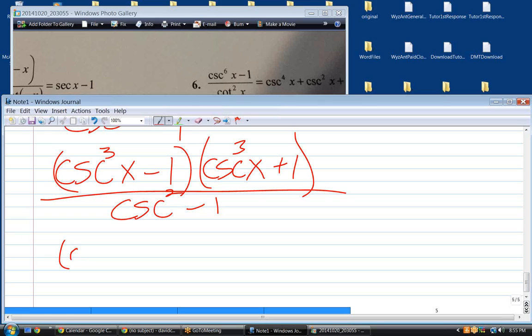You know what the difference of cubes is? Is it A squared plus AB plus B squared? The first one's always the same sign and linear. The second part is always quadratic with the middle term being the opposite sign of that, and it's just AB. It's not 2AB, it's only AB. Okay? So what's this going to become?